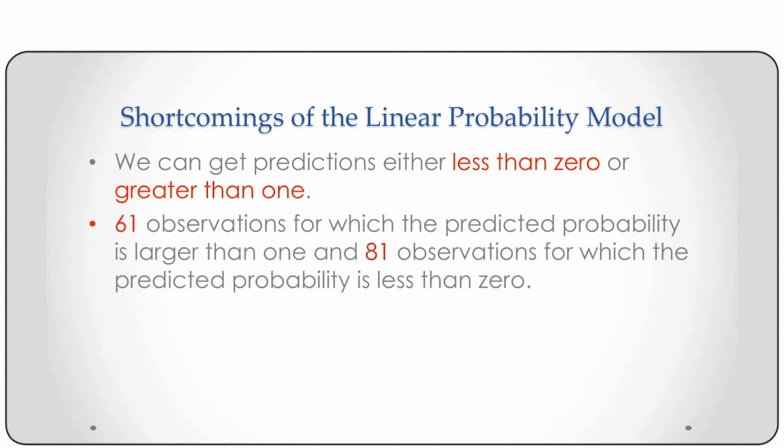So, shortcomings of the linear probability model. The first is, as I just said, that we can get predictions which are outside the acceptable range and hence not useful. The second is that the concept of linearity of probability is also not acceptable. Now, what do we really mean by a linear model? Note that when we say linear model, what we mean is linear in the parameters.